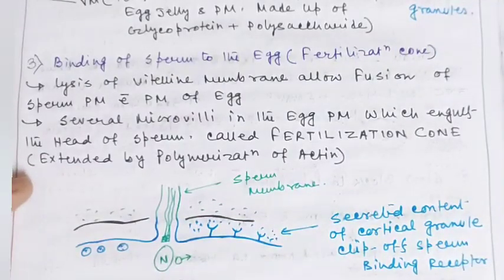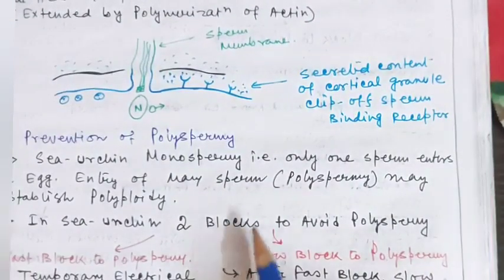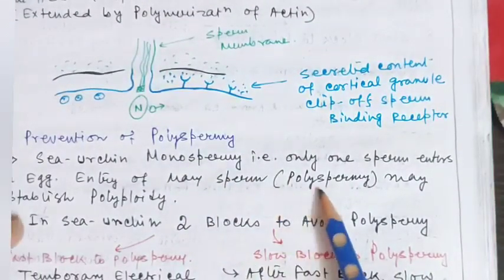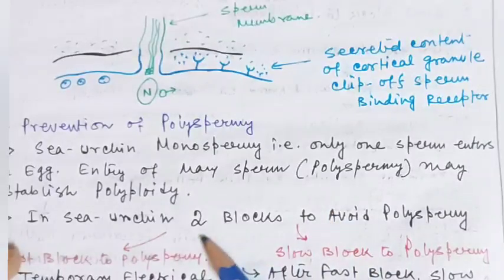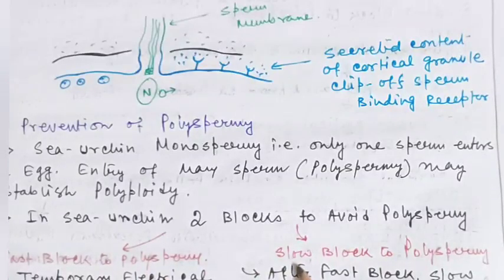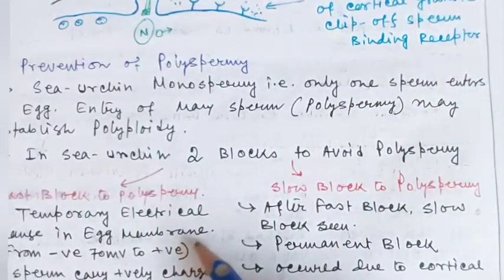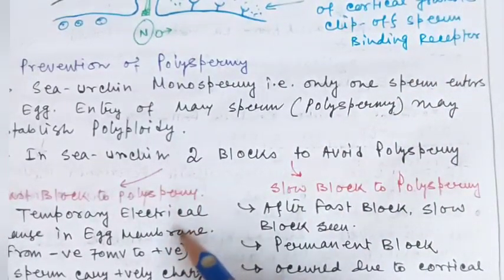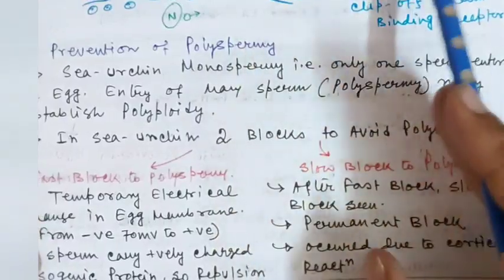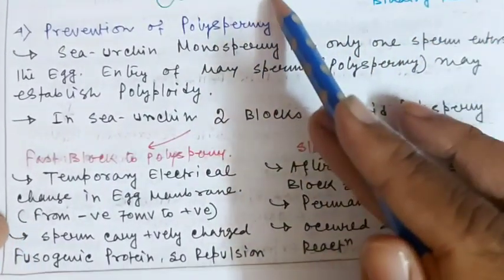Now, the sea urchin is monospermic. That means only one sperm enters the egg, and the entry of many sperm may establish polyploidy. In sea urchin, two blocks to avoid polyspermy can be found. One is the fast block to polyspermy, and the other is the slow block to polyspermy. In the fast block to polyspermy, a temporary electrical change in the egg plasma membrane can be seen. Usually, inside the egg plasma membrane the charge is negative, right?